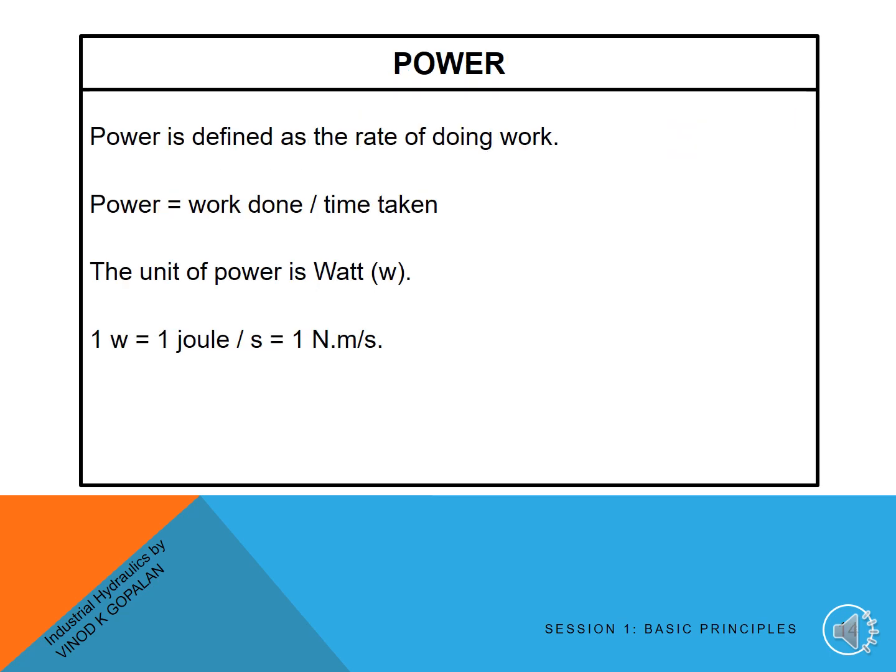Power. Power is defined as the rate of doing work. Power is equal to work done per unit time. The unit of power is watt. 1 watt is equal to 1 joule per second. That's equal to 1 Newton meter per second.